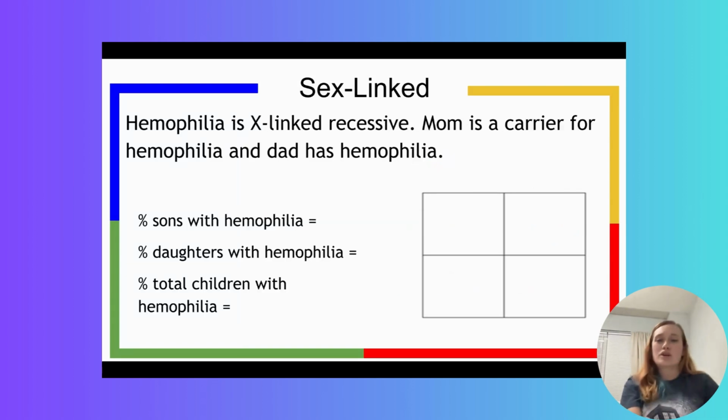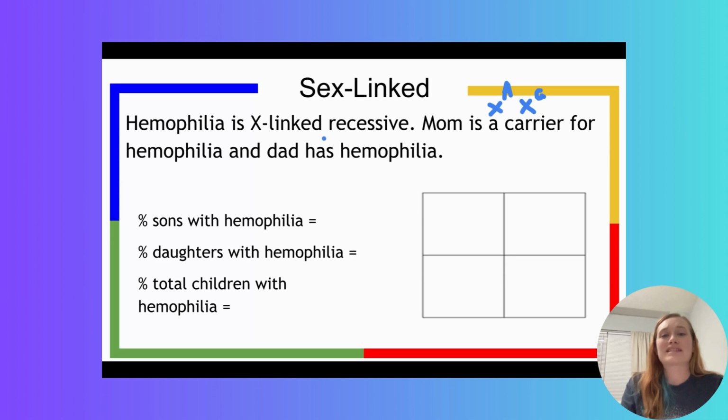All right, another question we have here. We have hemophilia is X-linked recessive. So hemophilia is the inability to clot your blood. So it's X-linked recessive. Mom is a carrier for hemophilia, and dad actually has it. So mom's a carrier. Well, mom is female, so XX. She's a carrier, which means she has a big letter and a small letter.